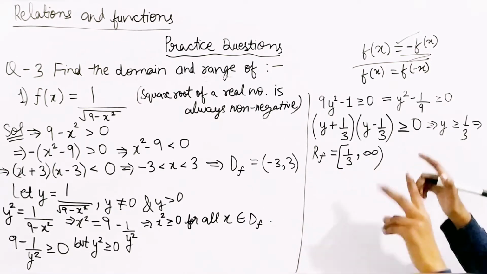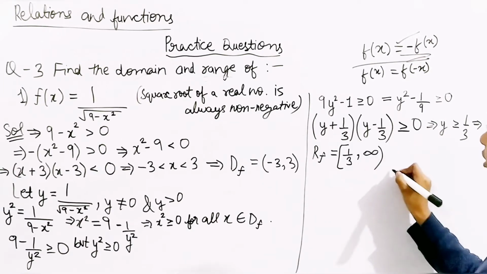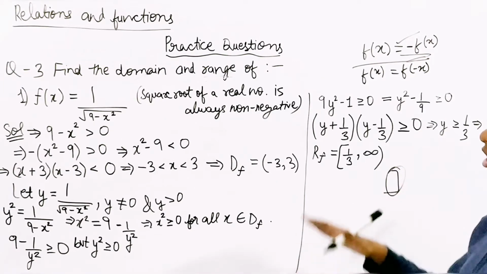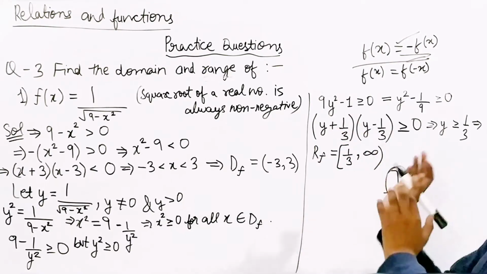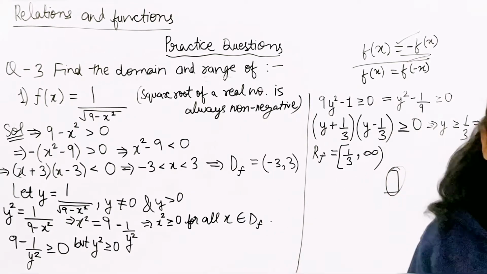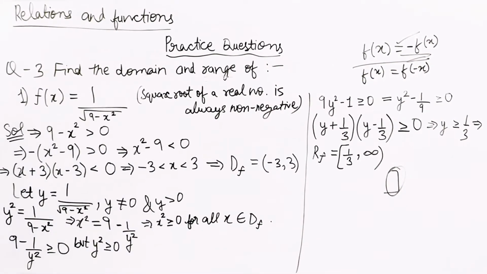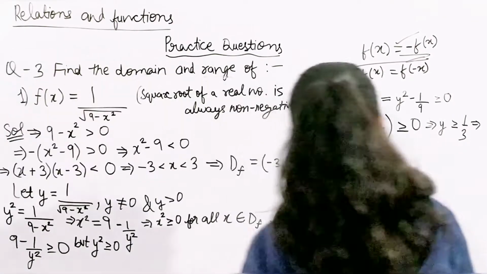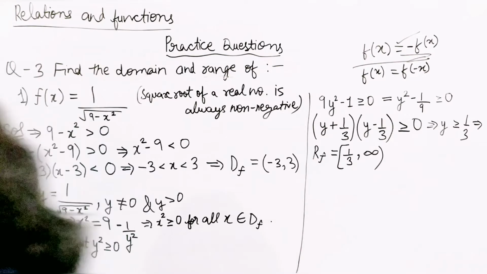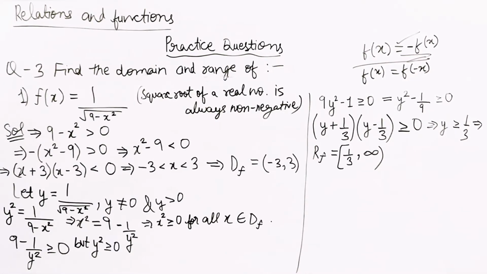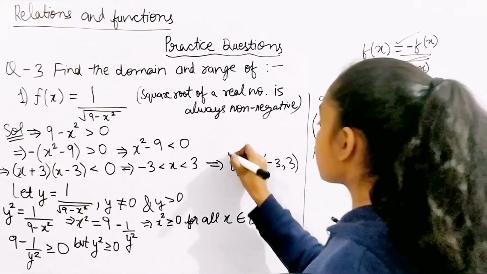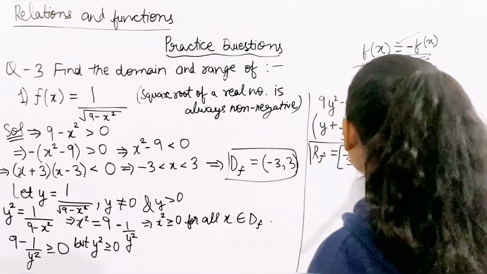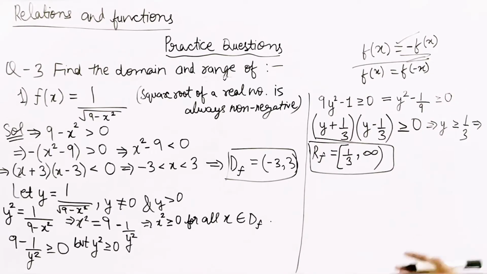And one more thing: for infinity, we never use the closed interval, because infinity will never end. So it's always open. We can't close it. Got it? This is a really easy thing. Whenever we get infinity, we always put the open interval. So as you can see, we found both the domain and the range. Wasn't it easy?